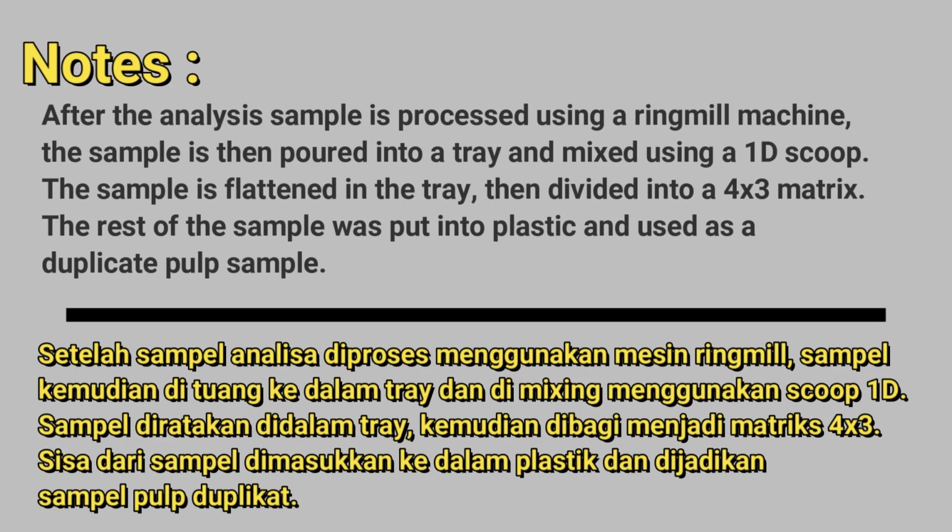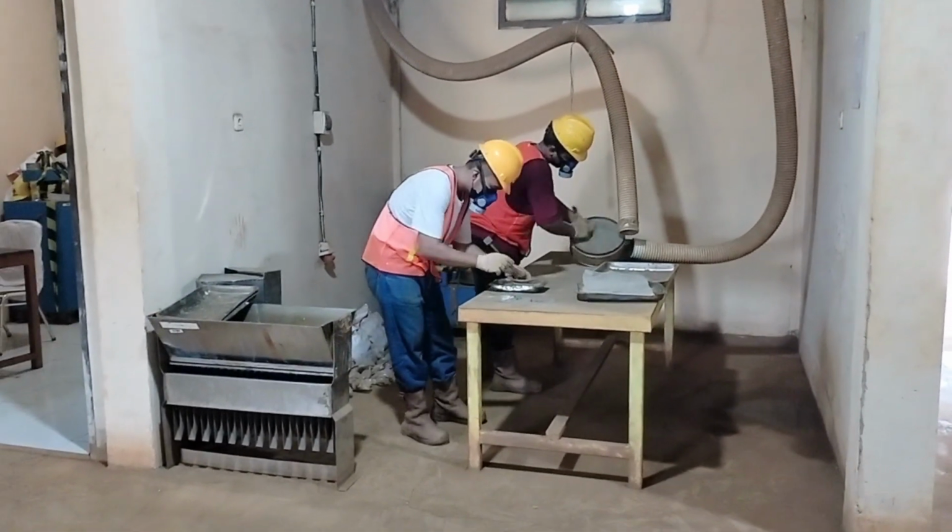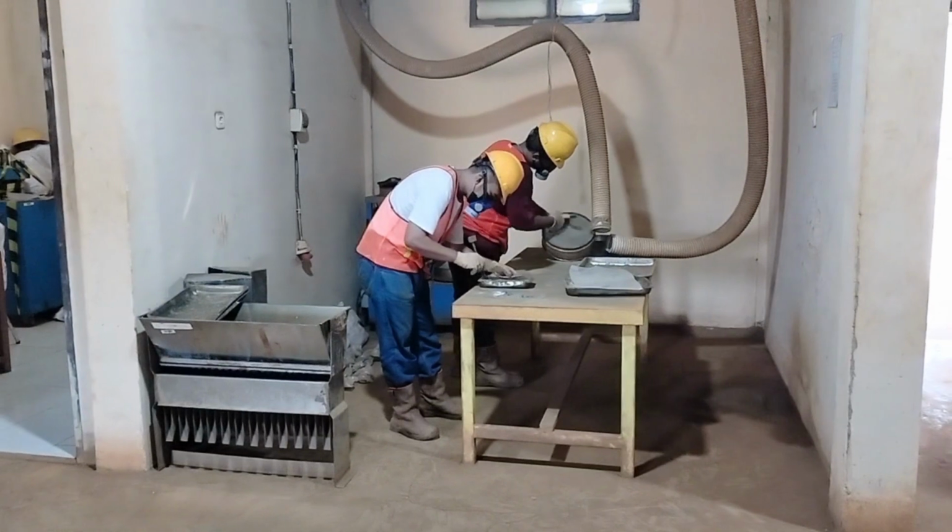mixed using a 1D scoop. The sample is flattened in the tray, then divided into a 4 by 3 matrix. The rest of the sample was put into plastic and used as a duplicate pulp sample. Then the sample on the tray is taken per matrix box and then sifted using a 200 mesh sieve.